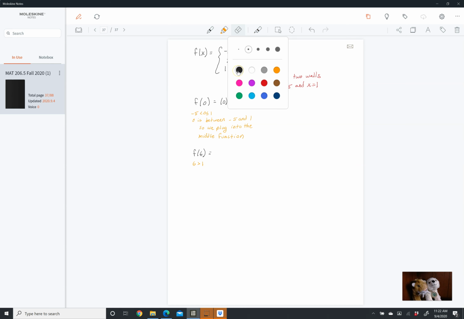So notice you're figuring out what function you're plugging into first. So we have absolute value of 3 times 6 minus 4. That's the absolute value of 18 minus 4, which is the absolute value of 14, which is 14. Okay, you don't have to do every single step here, but I put it in so that you understand where we're getting stuff from. Okay?